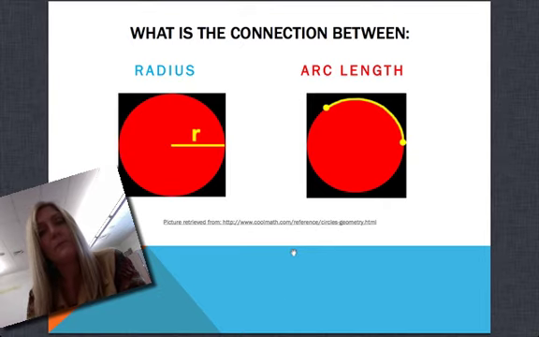What is a radian? Looking here, what I'm going to want you to be able to determine is the connection between a radius, which is here, and the arc length, which is here in yellow. There's a connection between them, and that's what you're going to figure out today on your sketchpad activity.